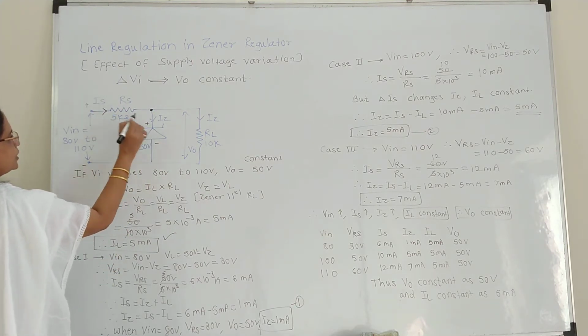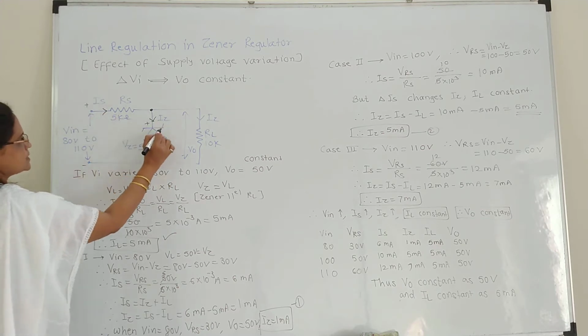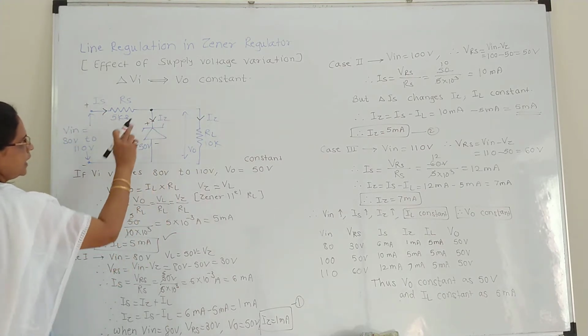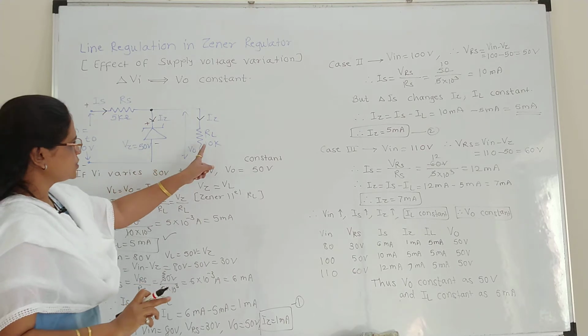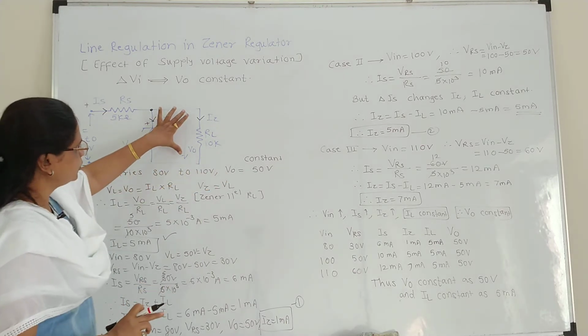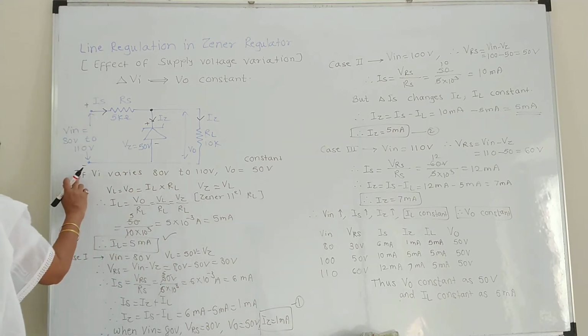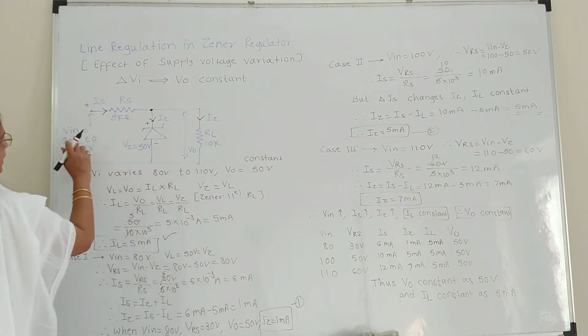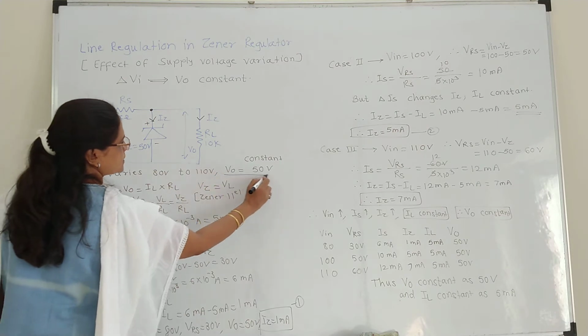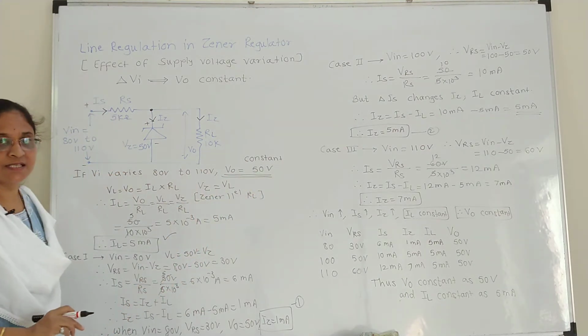As we know, according to KCL, here IS gets divided into two branches, IZ and IL. RL is shown as 10 kilo ohm. So the output voltage across RL is to be kept constant. Here it is: if VI varies from 80 volt to 110 volt, the expected constant output voltage is 50 volt.